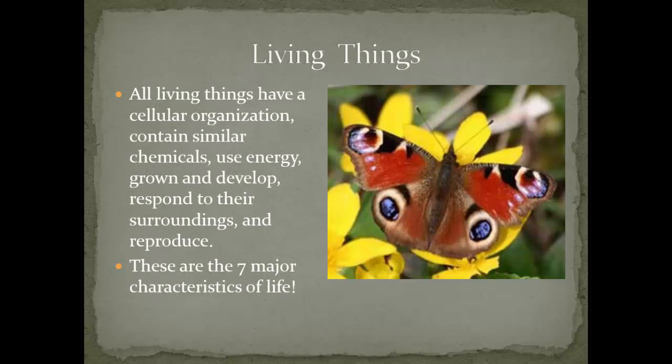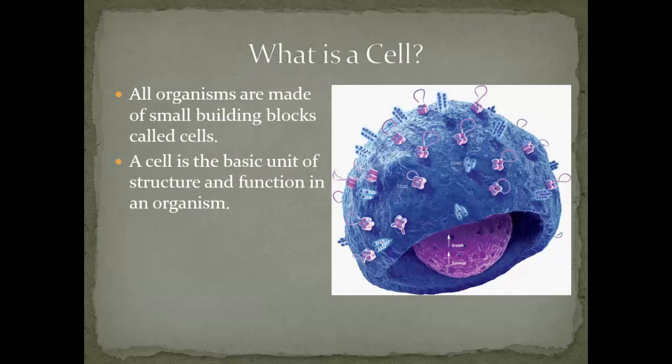So let's begin. Living things. There are seven major characteristics of life. All living things have cellular organization. They contain similar chemicals. They use energy. They grow, develop, respond to their surroundings, and reproduce. If you are considered alive, you must meet these seven conditions or these seven characteristics. If you do not meet these seven characteristics, then you are not alive.